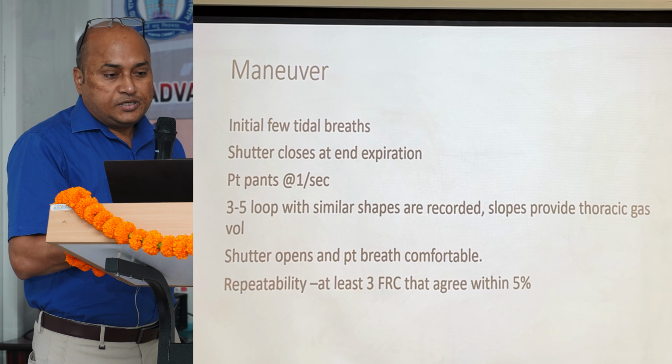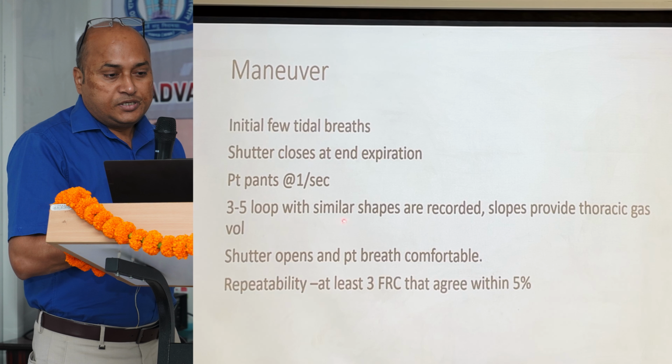How is the maneuver done? As I explained, there are 1 to 2 pants per second, and we see 3 to 5 loops. Once we inhale and exhale, a loop forms because it is a closed chamber. We are inhaling and exhaling in a closed chamber, so there is a closed circuit. The loop forms as we see in spirometry. When you trace the spirometry curve, that is a closed loop. Whatever the shape, it is a closed loop.